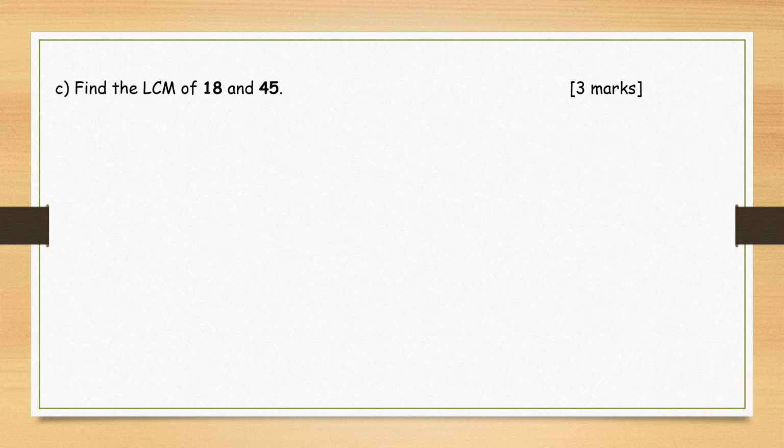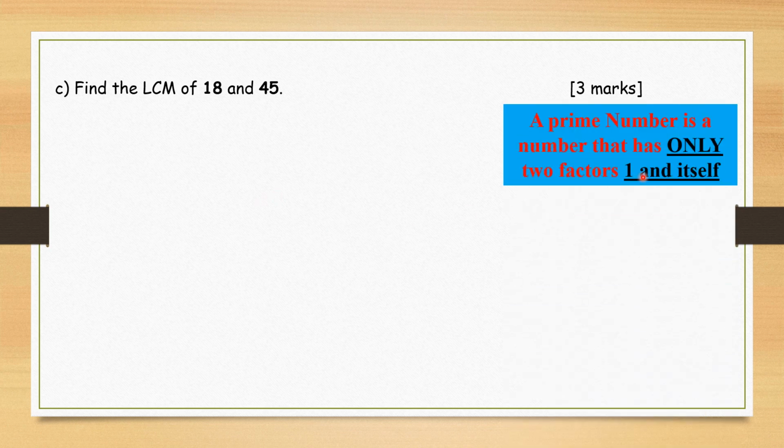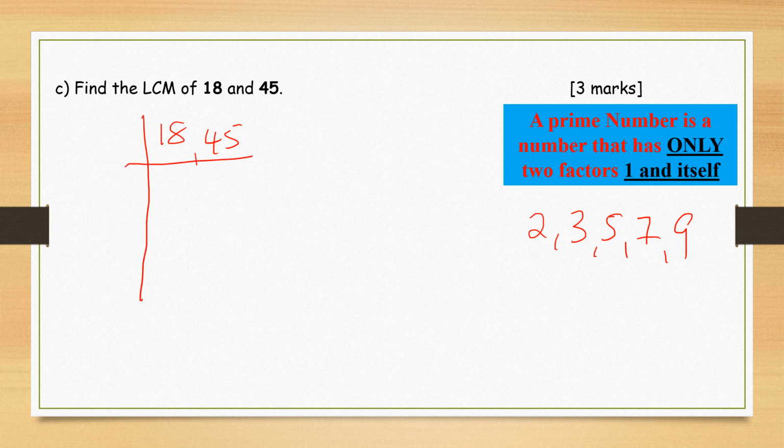Here we have the LCM of 18 and 45. Let's remember that a prime number is a number that has only two factors, 1 and itself. And the first 5 are 2, 3, 5, 7, and 9. So let's start with 18 and 45. Now let's start off with 3, because we know 3 can go into 18 and 45. So 3 into 18 is 6, 3 into 45 is 15. Let's try 3 again. 3 into 6 is 2. And 3 into 15 is 5.